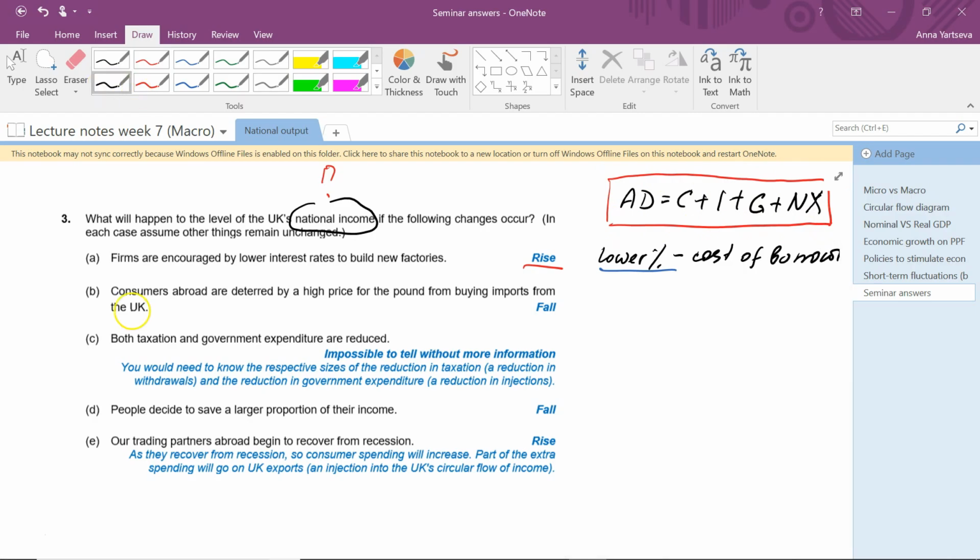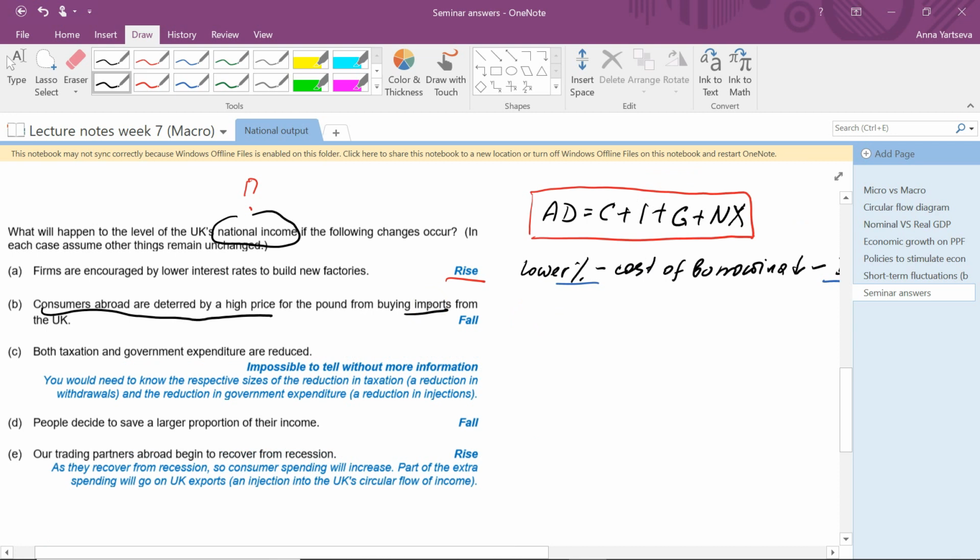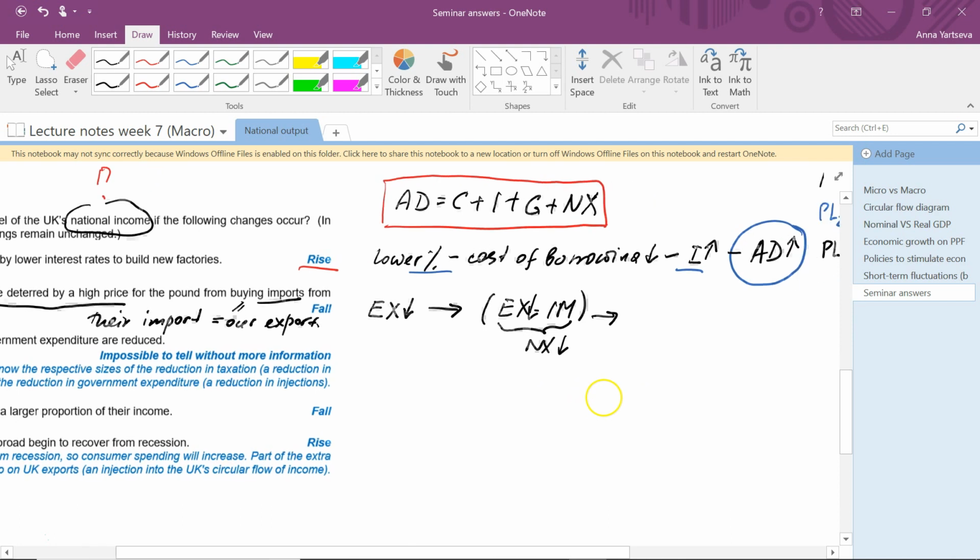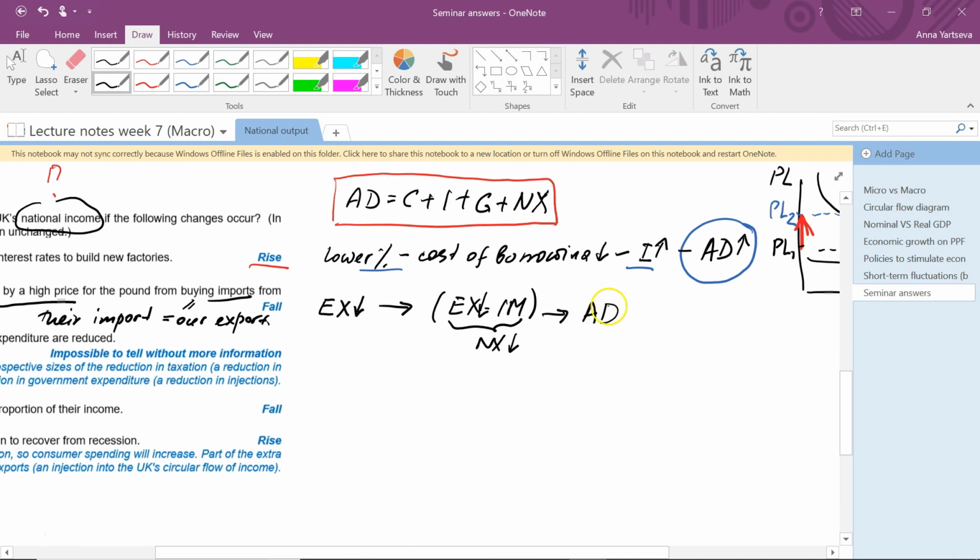So let's have a look at the second question. Consumers abroad are deterred by high price for the pound from buying imports from the UK. It's not our imports, it's their imports, which is our exports. Their imports, what they import, is our exports, is what we export. They are deterred from buying our products. They don't import anything from us. We cannot sell anything to them, which reduces our exports, what we sell to foreigners. So our exports will fall, which will affect our net exports. So the difference between exports and imports. When exports drop, net exports will drop too, which will reduce aggregate demand, not increase it.